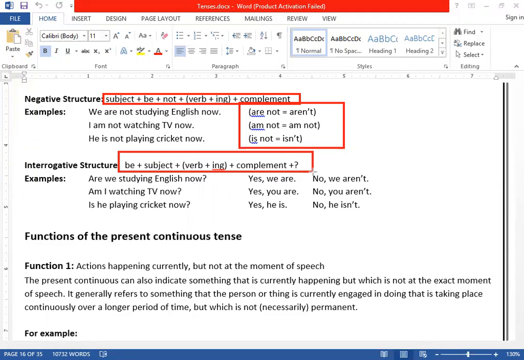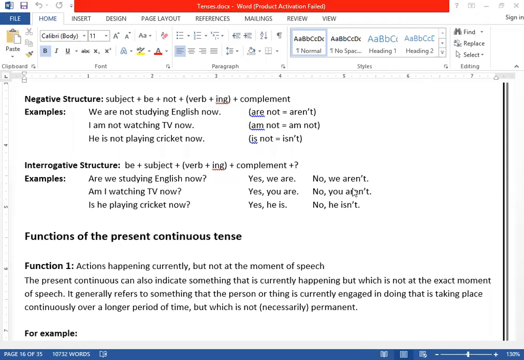If you are asking somebody whether an action is happening right now, you can ask a question with is, am, are. Get it? So, are you studying English now? Am I watching TV? Is he playing cricket? So these are the examples. You can see that we ask questions with is, am, are. Let's study more functions of present continuous tense.